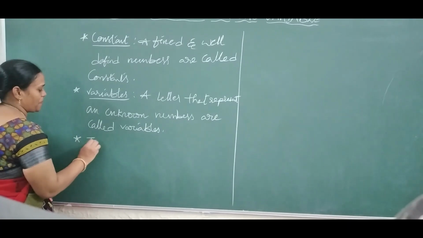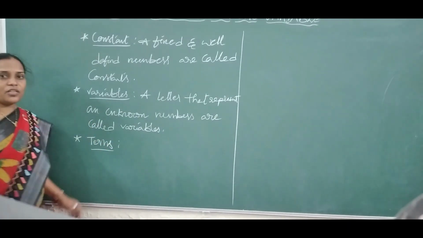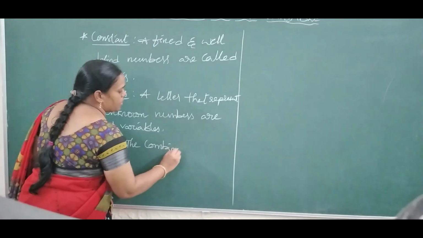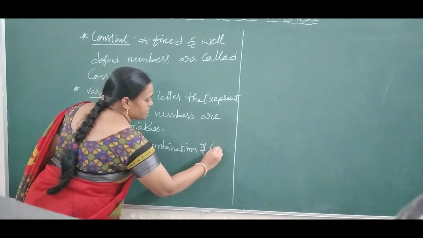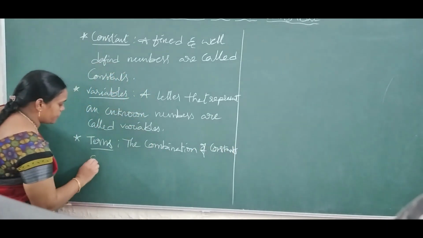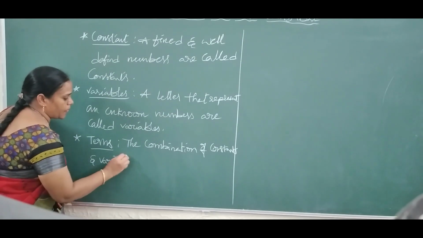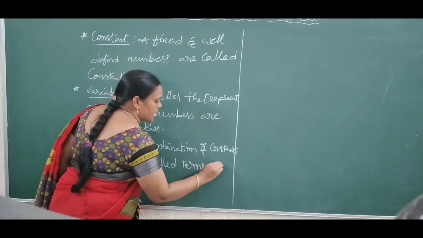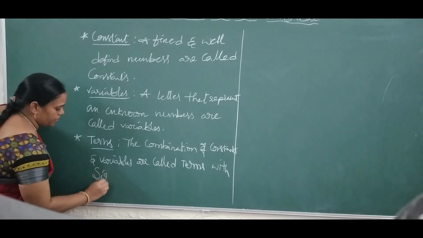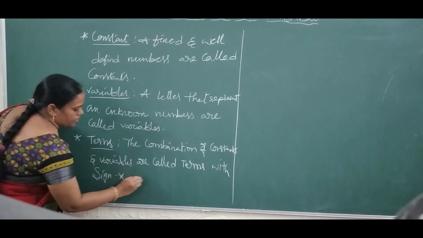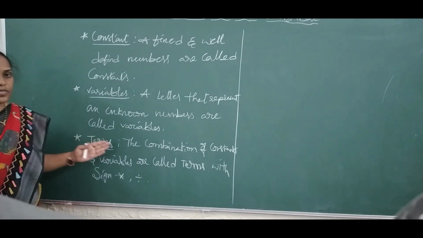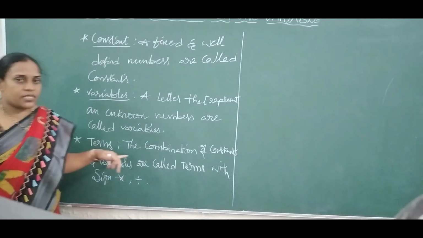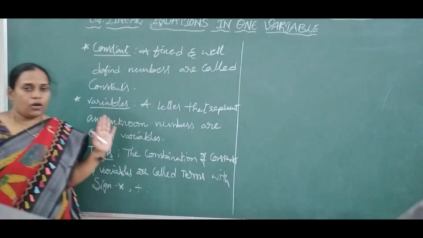Next, terms. What are terms? The combination of constants and variables with the sign of multiplication and division are called terms, like 2x, 3y, 6, 7. These are all called terms.